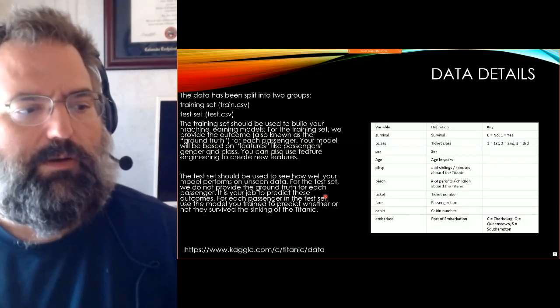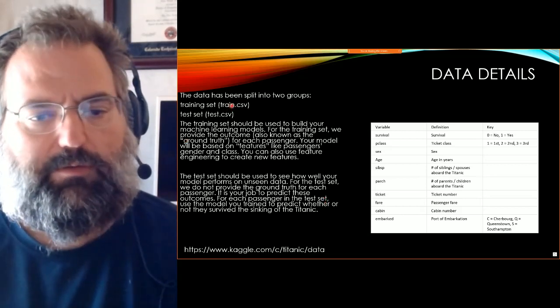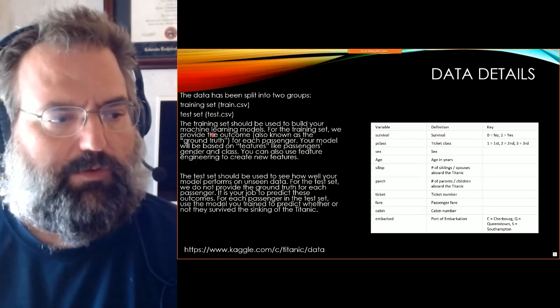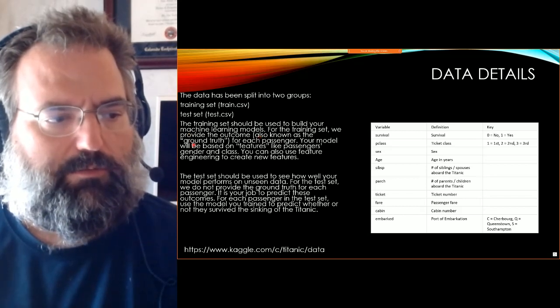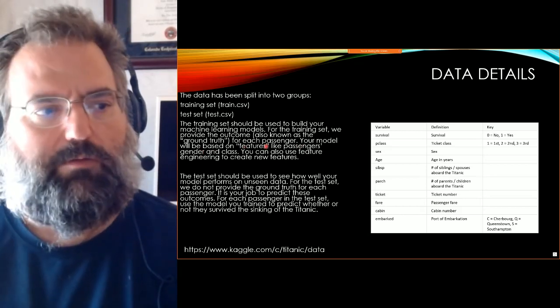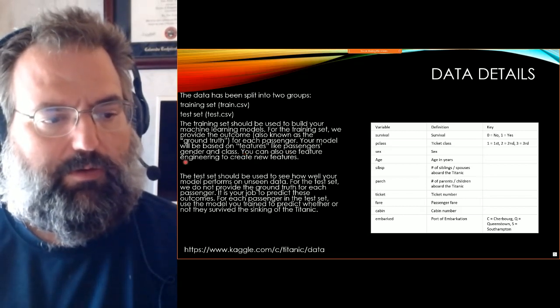Your data has been split into 2 sets. The train set is labeled. It does have the survival flag. Test does not. The training set should be used to build your machine learning models. For the training set, we provide the outcome, also known as the ground truth, for each passenger. Your model will be based on features like gender and class. Those are the ones that are also in that Orange file. You can also use feature engineering to create new features.